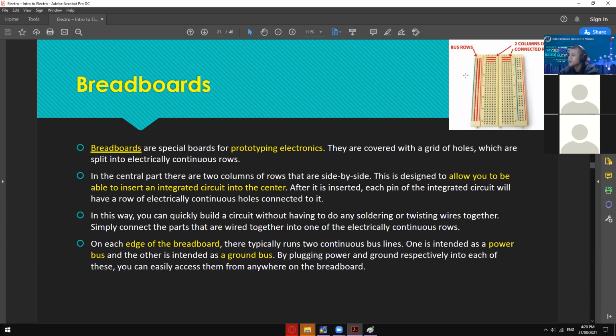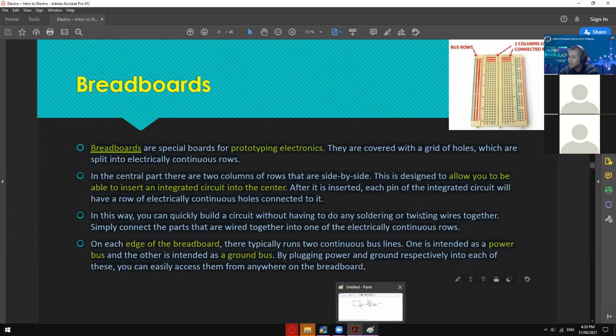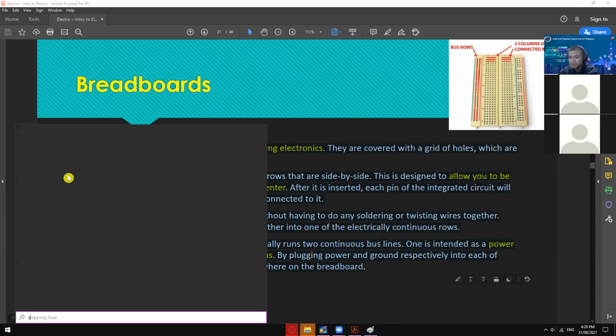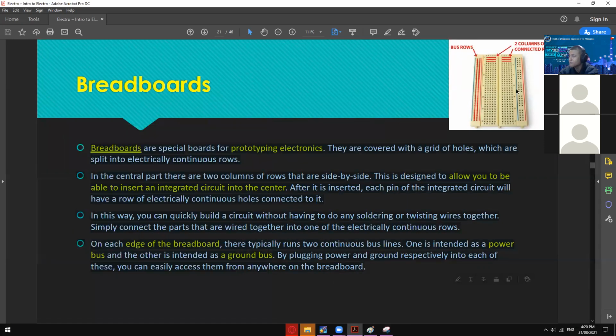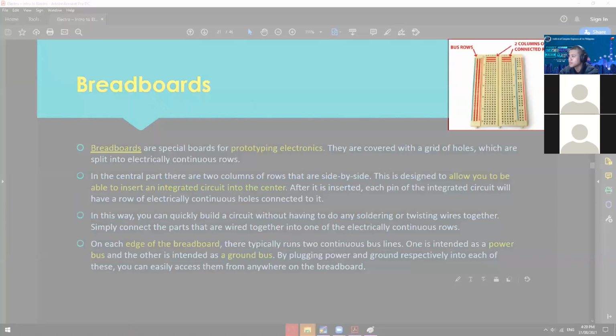Okay, so di ko na siya babasahin. Let's just explain the breadboard using the picture itself. So palakihin ko na lang. Magiging pixelated nga lang.